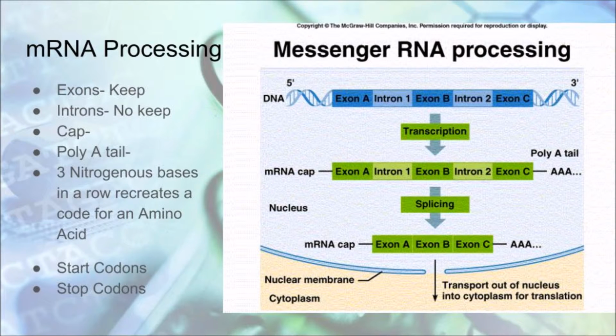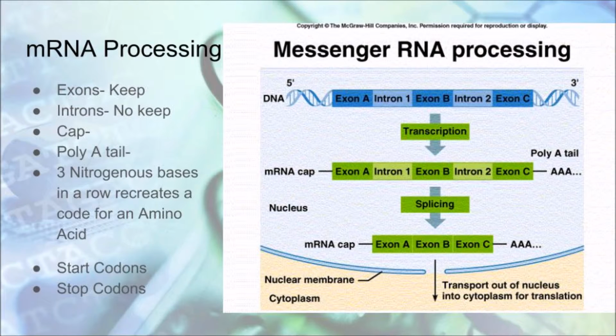Exons are what we want to keep. It's the codes that we use to make proteins. Introns, we don't need that, so we cut that out through our mRNA processing. There's also a cap at the beginning of the RNA strand and a poly A tail at the end.